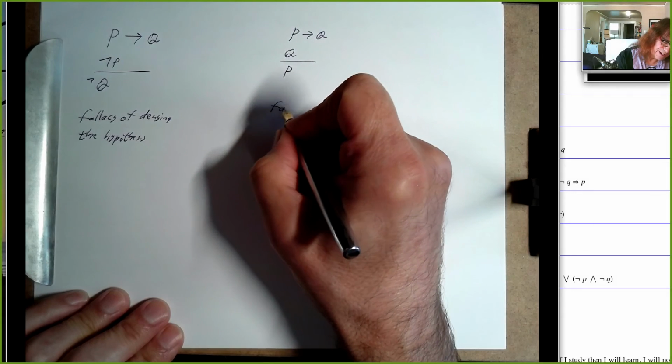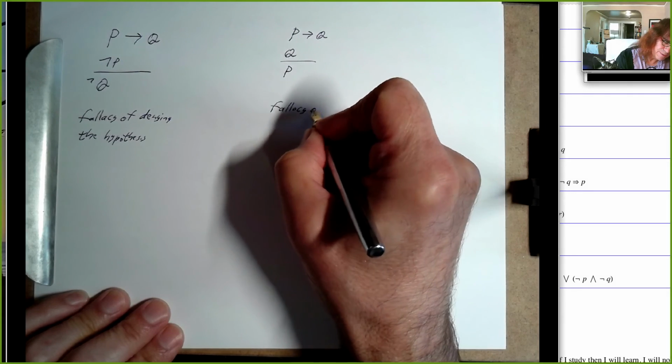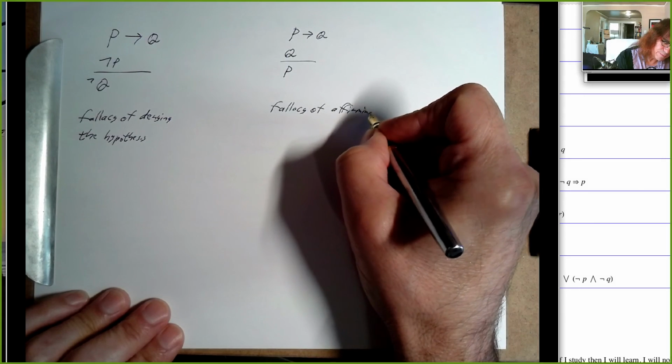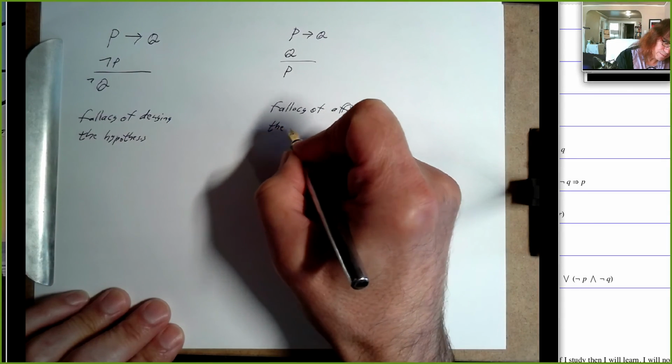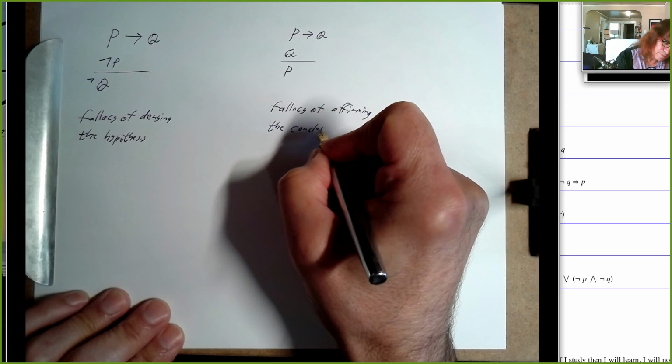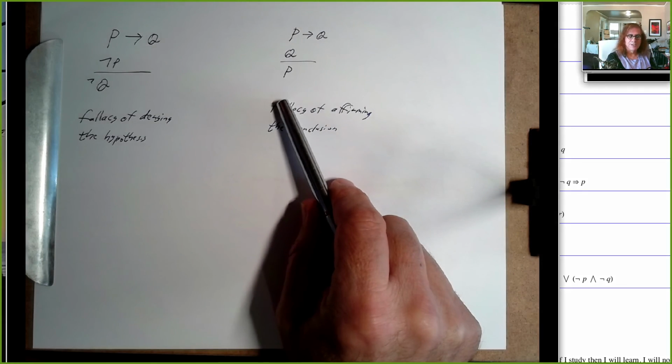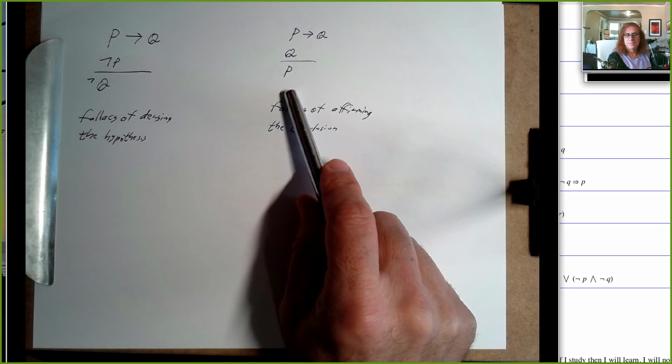And then this is the fallacy of affirming the conclusion. And again, it could turn out that P is true anyway, we just can't conclude it. P could be false.